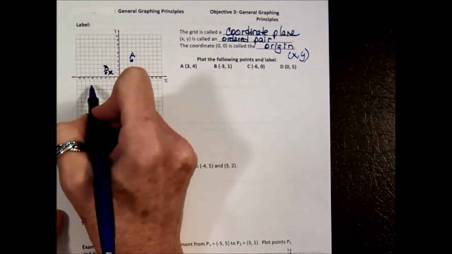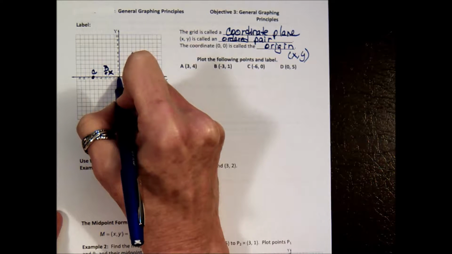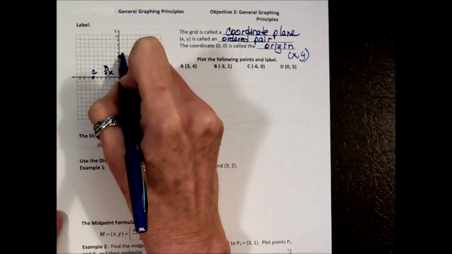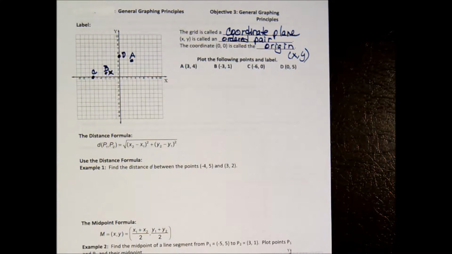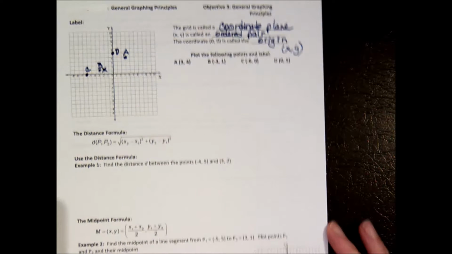(-6, 0) is the point right here. That's C. And then (0, 5) means 0, don't go left or right. And this is point D right there. So just make sure that you can plot points. This is old stuff. You should be able to do this.